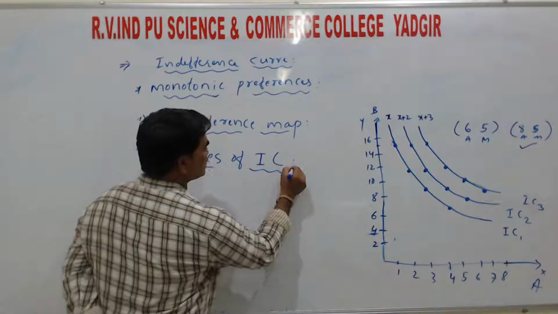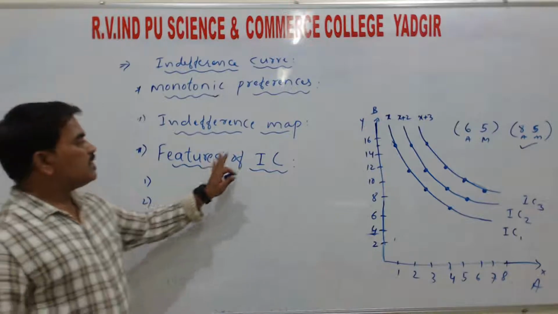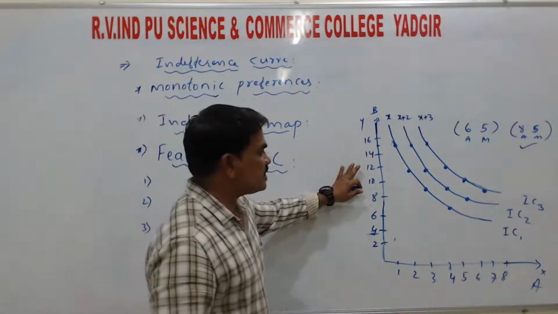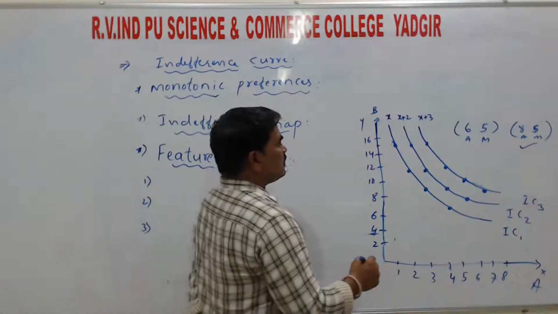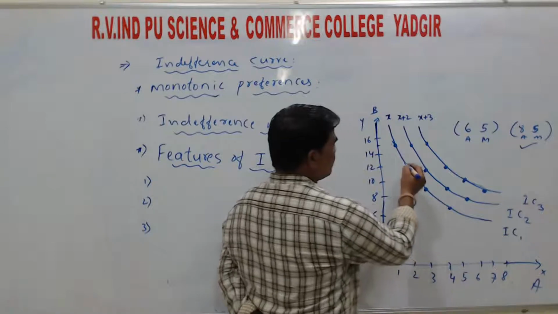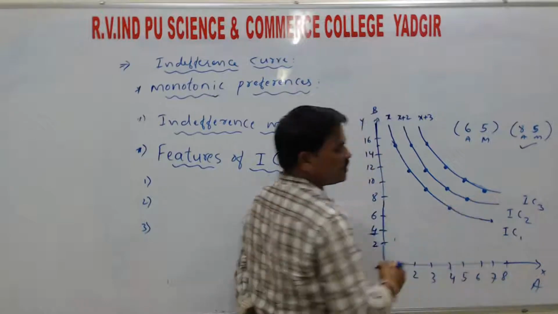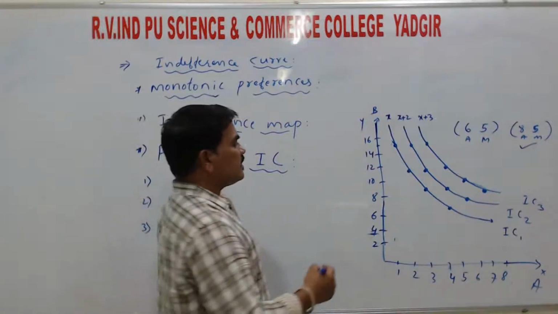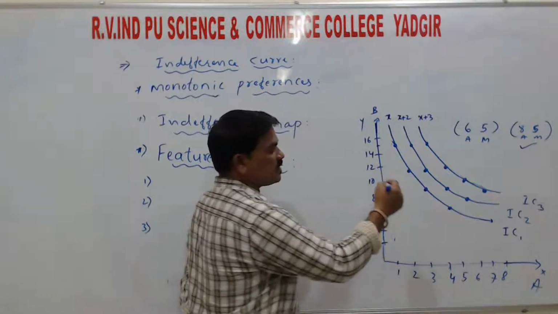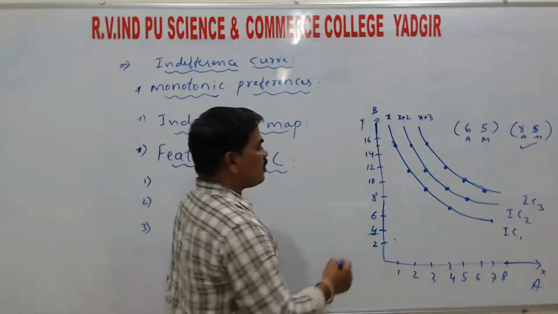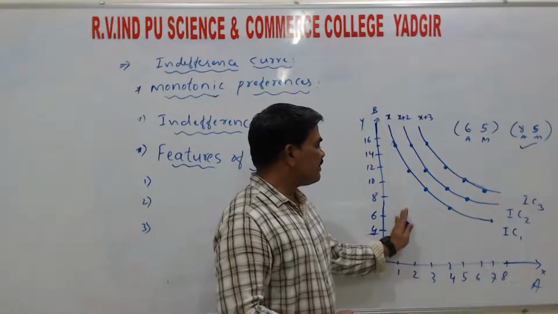Features of indifference curve. All these we already discussed, that only we will put as features. So what we know, the indifference curve is sloping towards down. The indifference curve is diminishing. It is downwards falling from left to right. Correct? The slope is downwards from left to right.